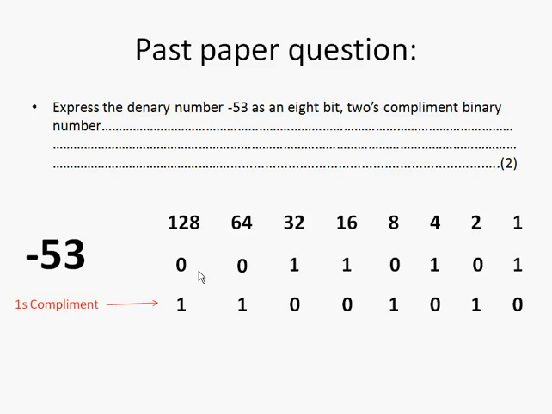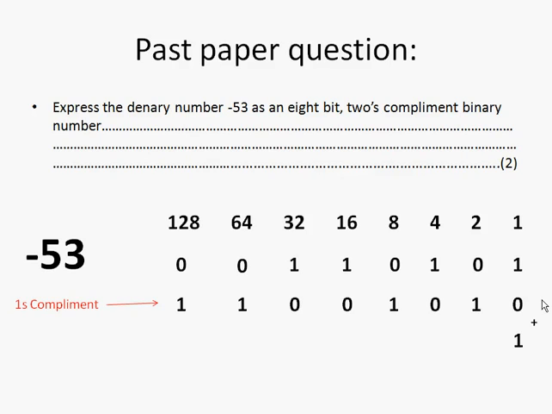Now, once we've done that, we've actually completed what's called 1's complement form. So we've just taken the complement, i.e. the opposite, and marked all of those down. To get 2's complement, which is what we're after, all we do now is add 1 to our 1's complement form.